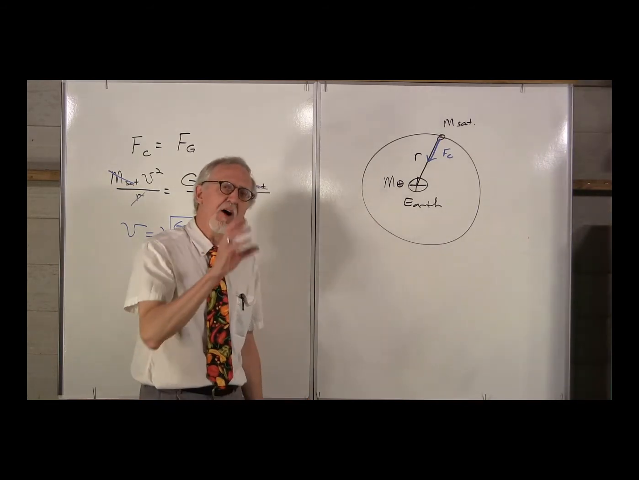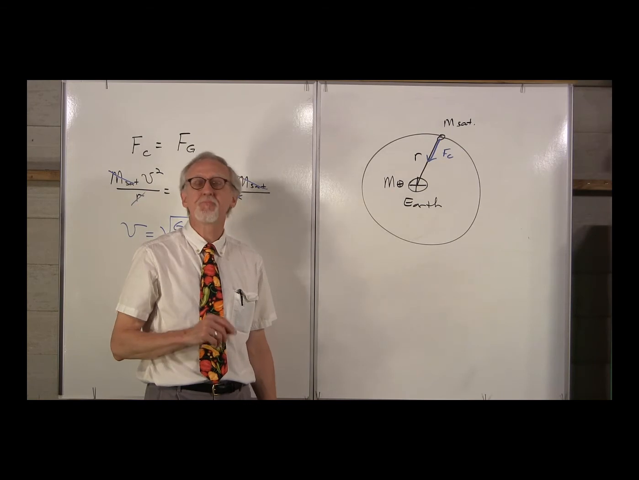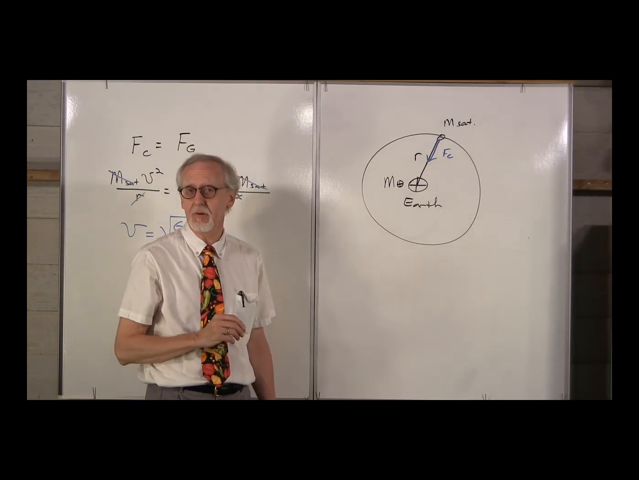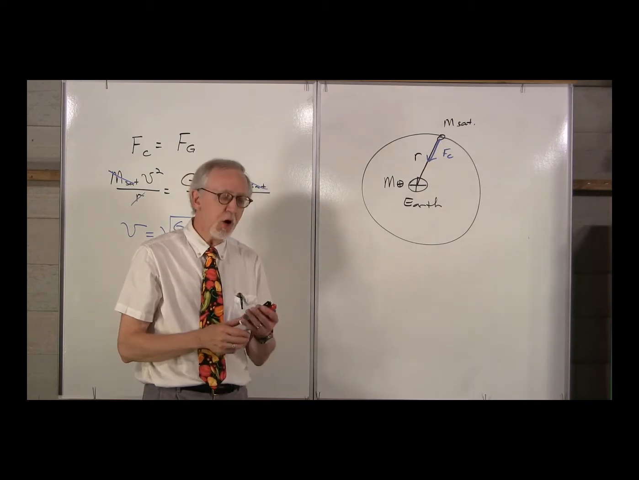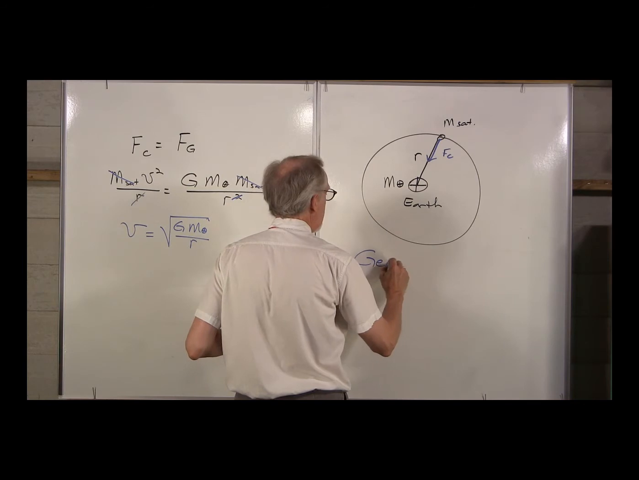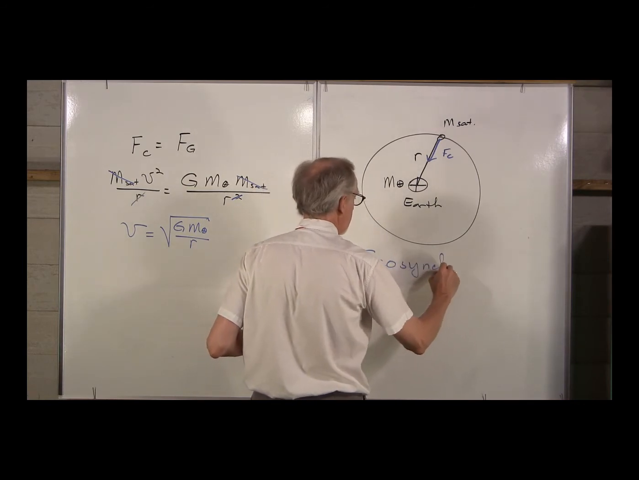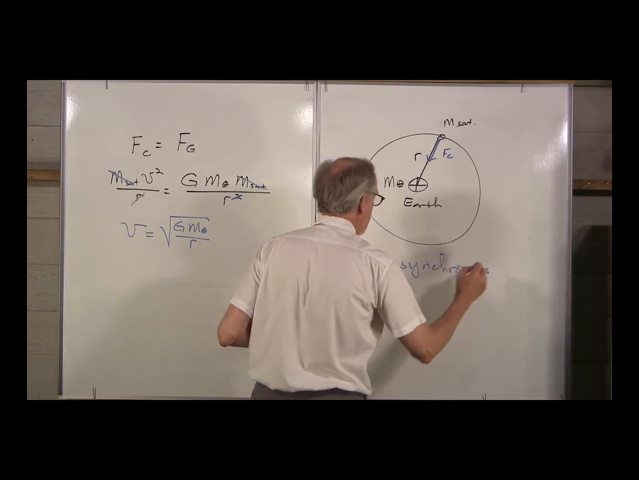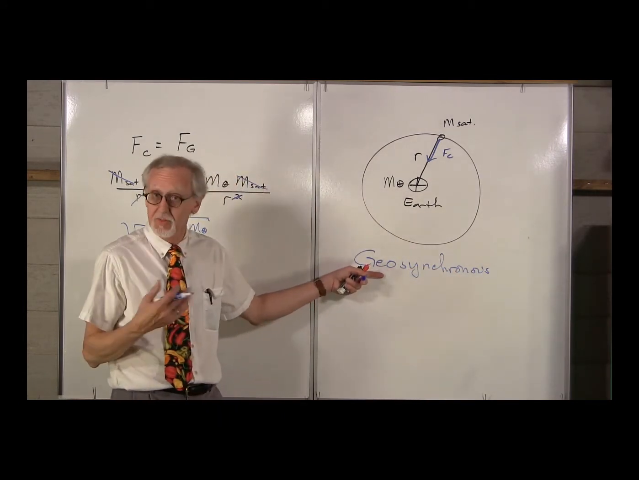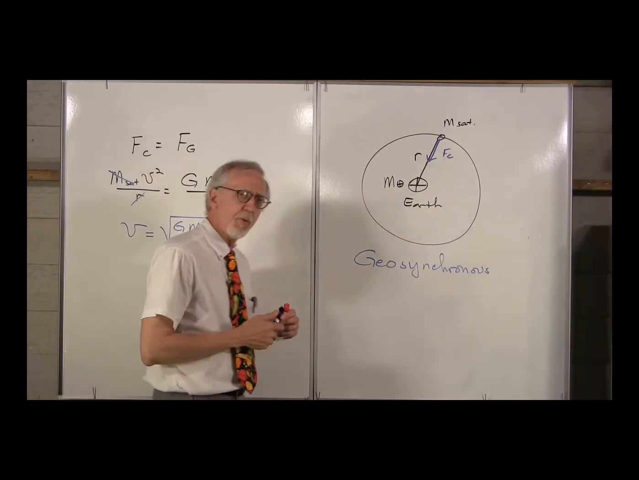Let's figure out how far away a satellite would have to be in order to always stay above the same point on the ground. That's what we call a geosynchronous satellite. Geosynchronous. It is synchronized with geo, with the Earth. Well, how would we figure that out?